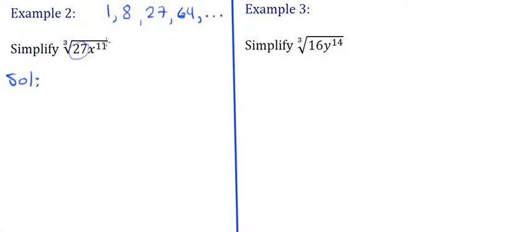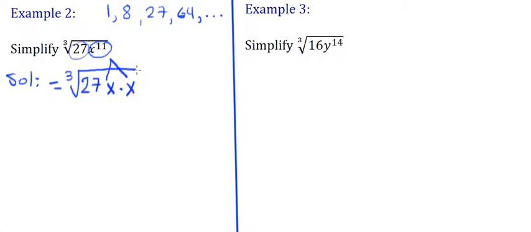However, this part, x to the 11, is not going to be exact because the number 11, when divided by 3, is not exact, right? So we have to break this down. Here we're going to write the cube root of 27, which stays the same, right? But this x to the 11 has to be written as the multiplication of two powers of x.